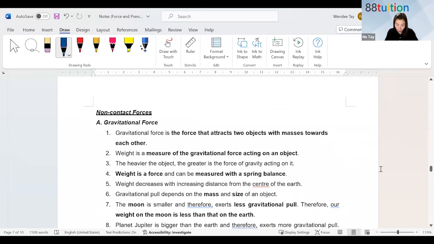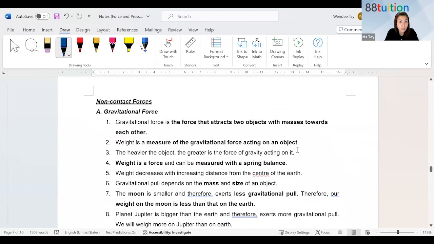Okay, so we talk about the non-contact forces. Now, gravitational force, I'm not going to read line by line. You are going to fall asleep if I do that. But gravitational force, important thing you need to know: it is not just about a pulling force, pulling everything down to Earth. Gravitational force is the force that attracts two objects with masses. You're going to learn more about this in Sec 3. Sec 2 is not that detailed. You just need to know that it's a force acting between two objects with masses, so they pull towards each other. There's a kind of attraction.